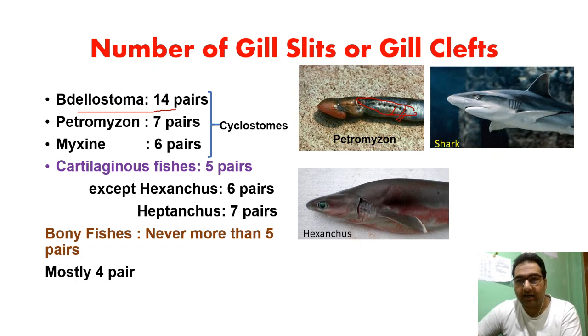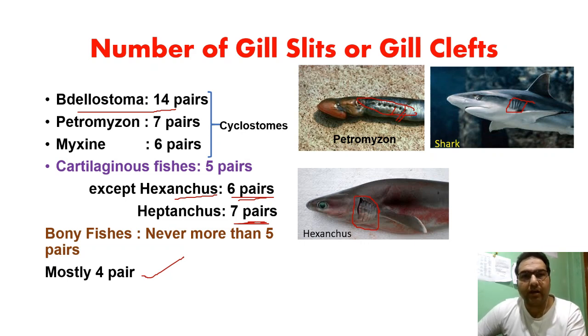In the case of cartilaginous fishes, it is 5. But two exceptions are there in cartilaginous fishes. There is a species called Hexanchus, which has 6 pairs of gill slits, and Heptanchus has 7 pairs of gill slits. This is the Hexanchus having the 6 pairs of gill slits. And in the case of bony fishes, they can never be more than 5, and mostly they are 4 pairs.